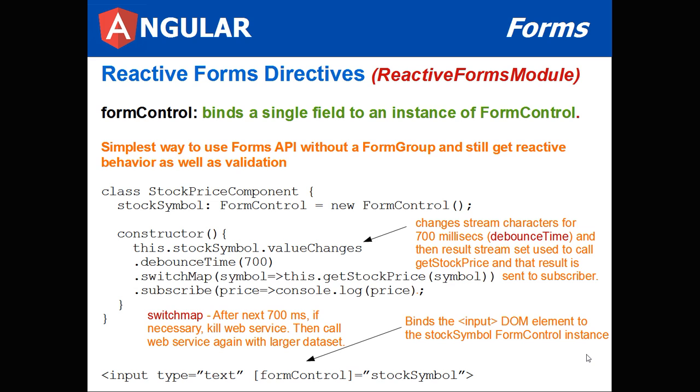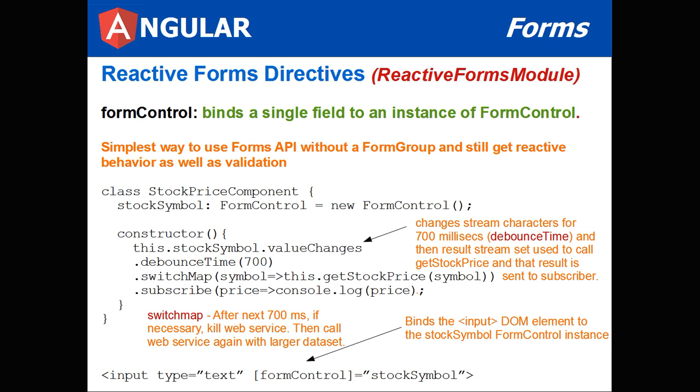The switch map function, after 700 milliseconds, if necessary, will kill the web service. In other words, the debounce time is saying, give me the group of characters after 700 milliseconds. I'm going to call the web service.